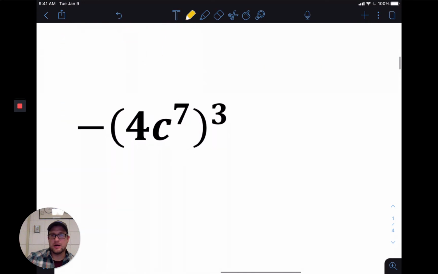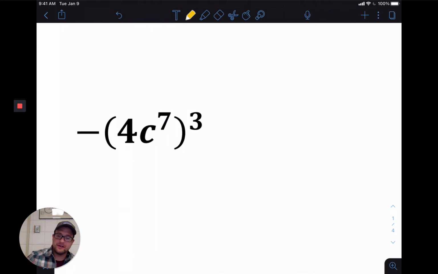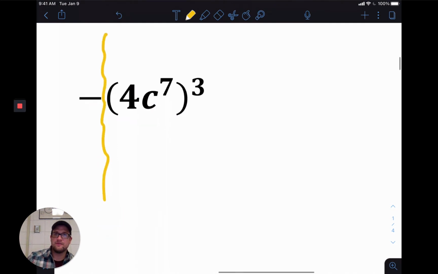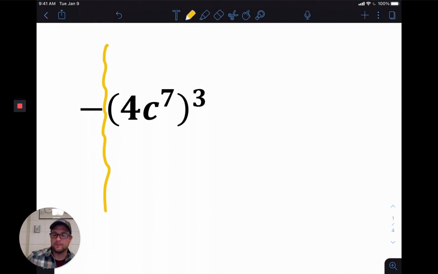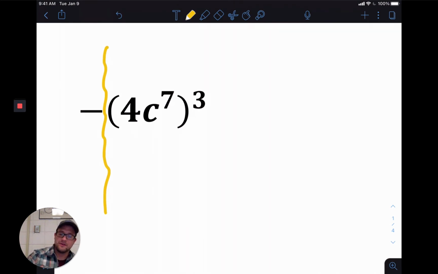Moving on to the next problem. Now, this is how I like to think about this problem. See how this negative is on the outside here? We're just going to separate that off for a second. We'll deal with that negative all the way at the very end of this problem. Now, to do this, again, we see parentheses here, and parentheses always tell us to multiply our exponents together. The 4 is, of course, missing an exponent, so we're going to put in that 1 to start.